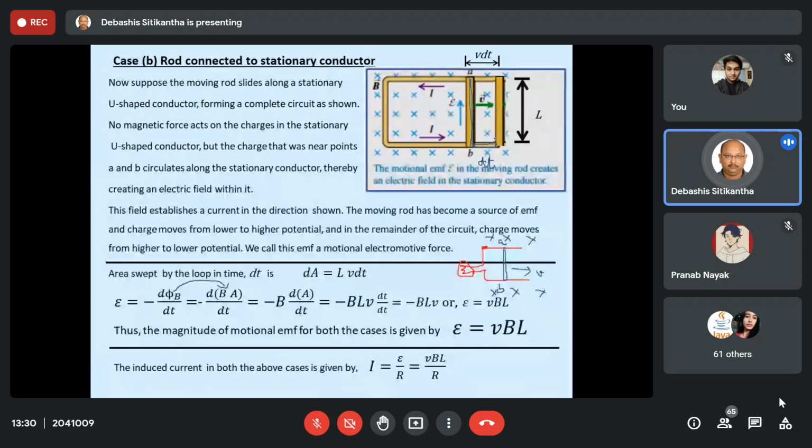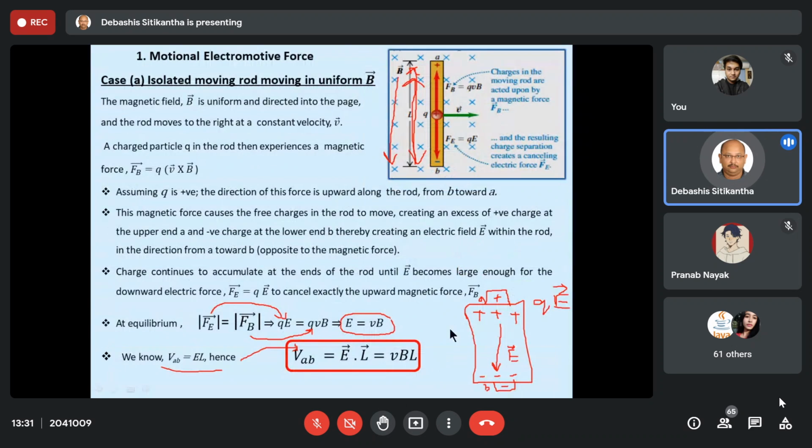So I can write dA is equal to length, that is L, times breadth. Breadth is nothing but v into dt. So in this equation I have written it like this. Now if we rearrange these terms as dA by dt, what I am going to get is L into v. Here minus B is outside and I have this term dA by dt. So in place of dA by dt, I put this L into v. If I do that, ultimately I get E is equal to vBL. This is what we already got in the previous equation.